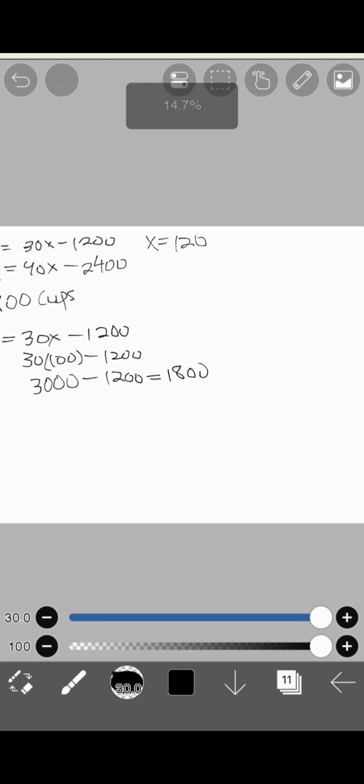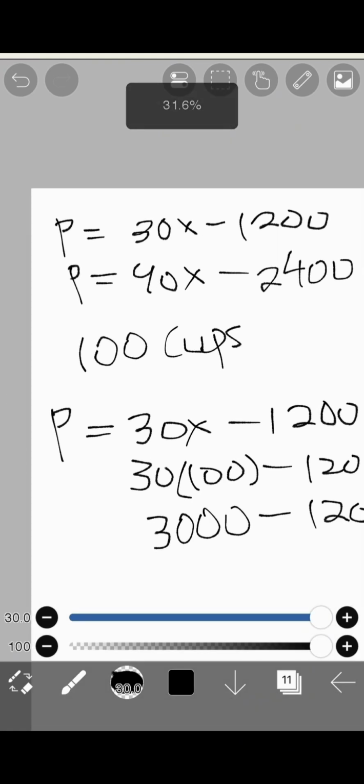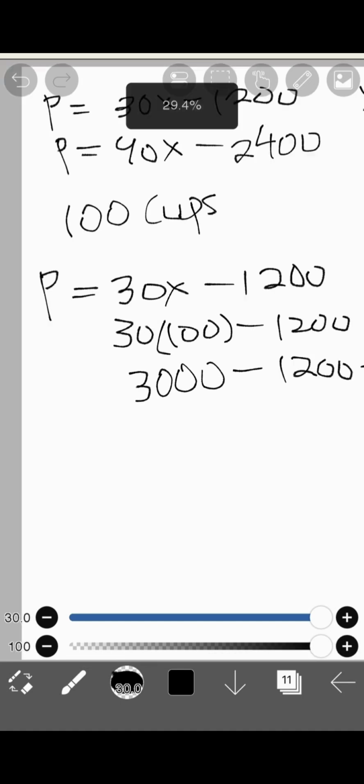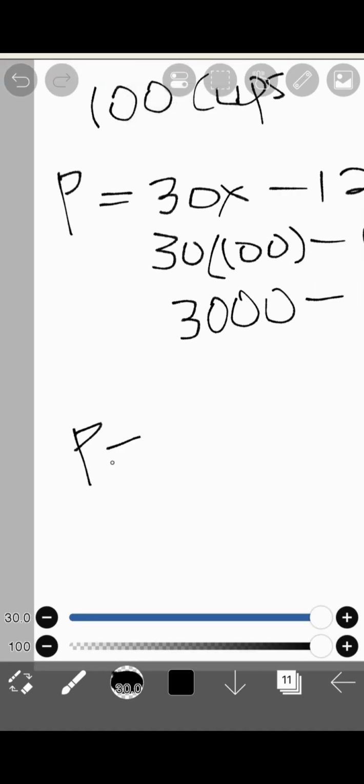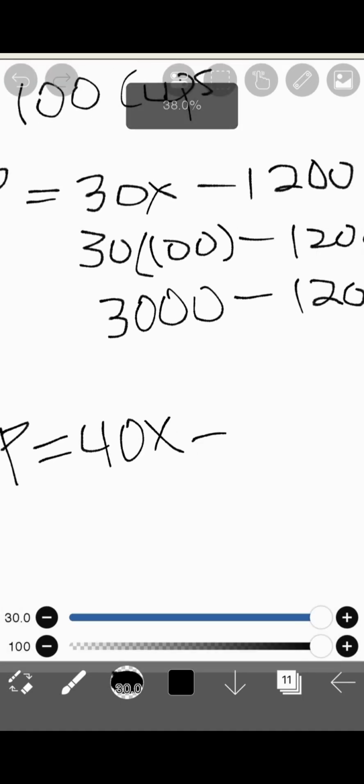Now let's do that for plan B, 40x minus 2,400. So P equals 40x minus 2,400.